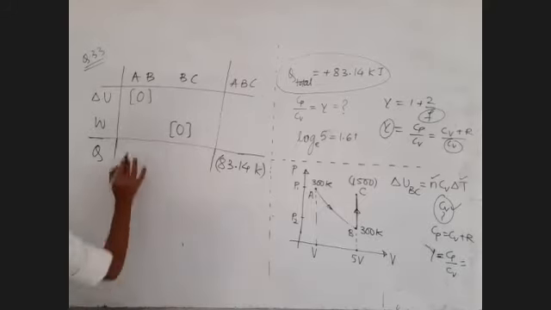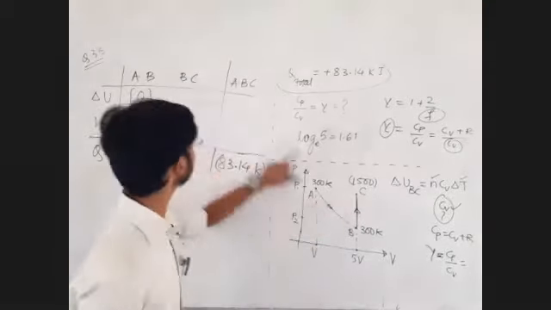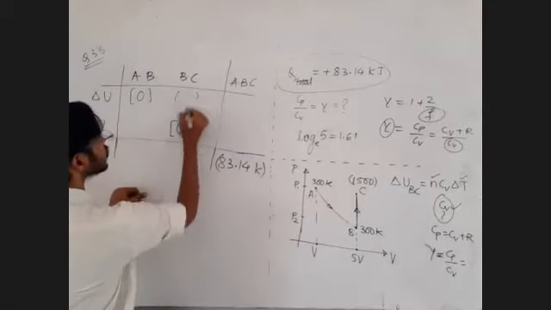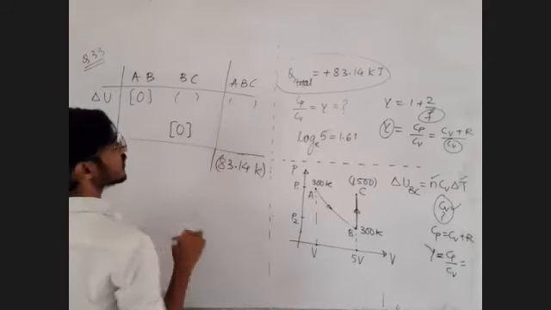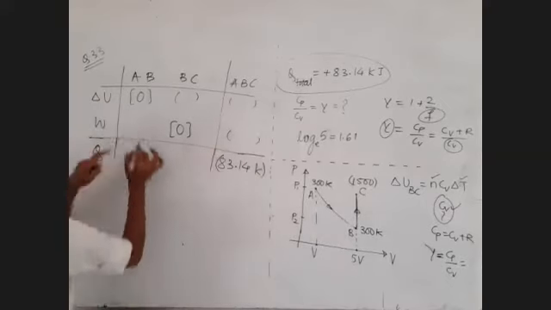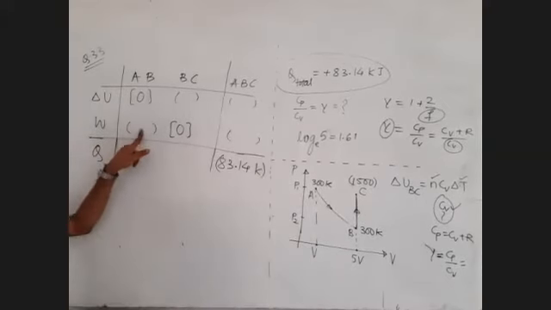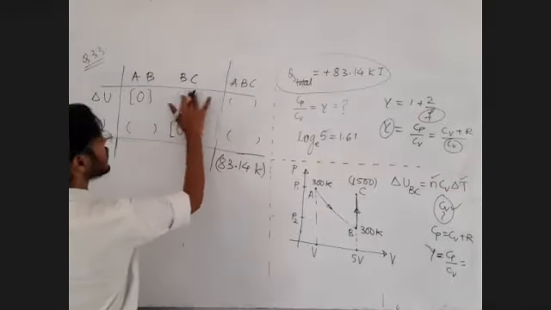See, somehow if I want the change in internal energy of B to C, this is my motto. To find out this, I need this. To find out this, I need this. Is that okay? Let me do it again. I want this.